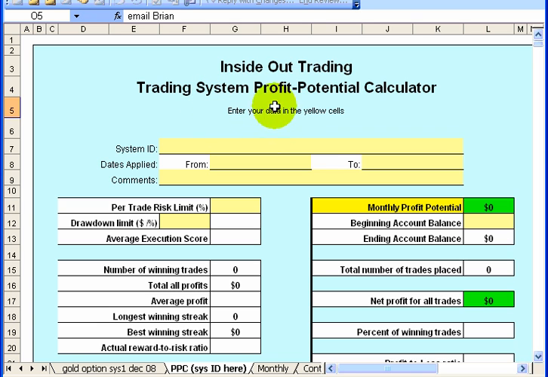Okay, this is really cool. This is where you can take a trading system, whether it's yours or one you're considering, and you can see what the profit potential is for that trading system without risking any money in the markets at all. And it's just really cool. And it gives you the profit potential in dollars.